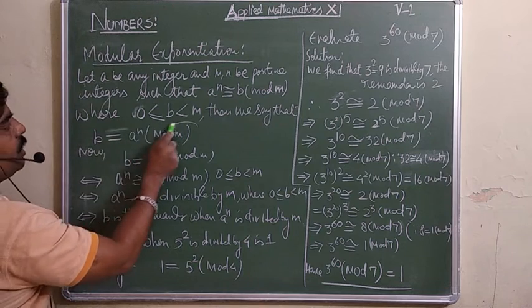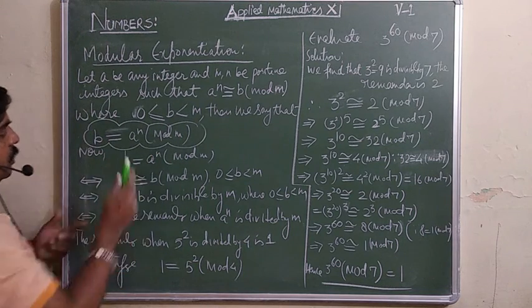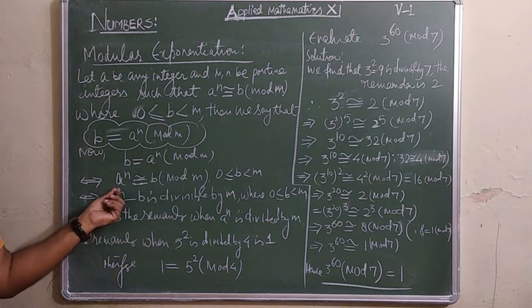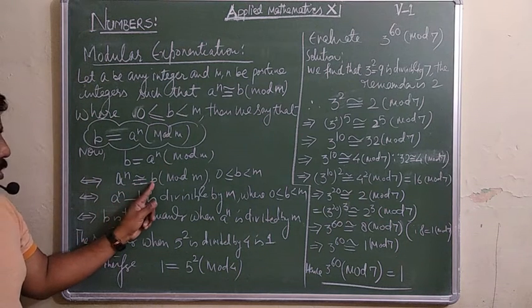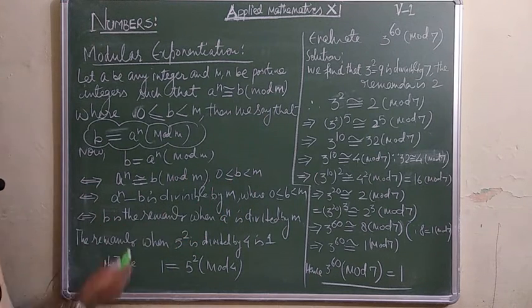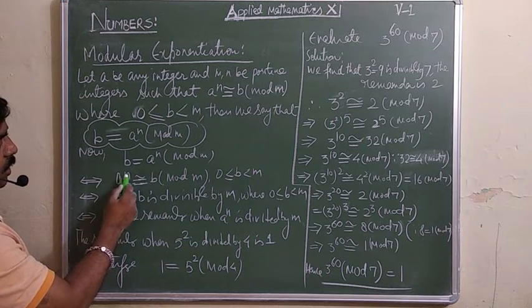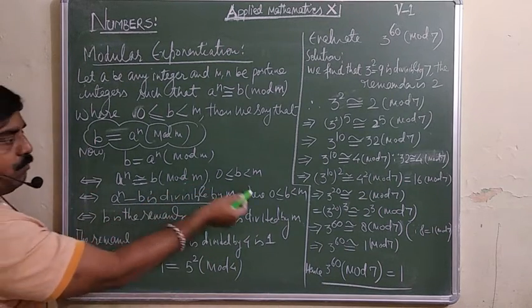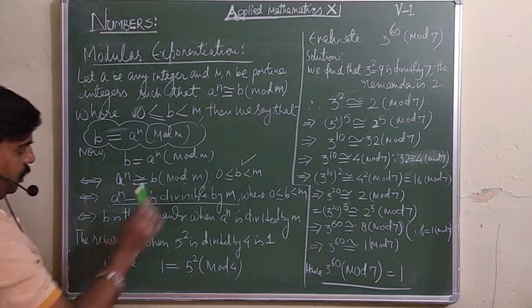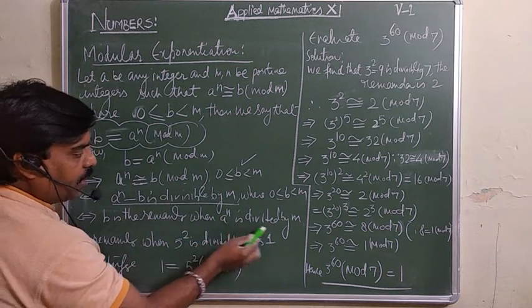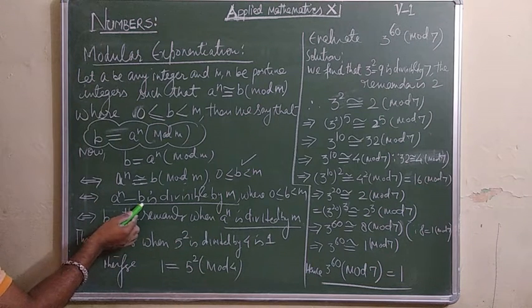This is a very important point, keep it in mind. So b is equal to a raised to power n modulo m. Then a raised to power n is congruent to b modulo m, where b is less than m but greater than or equal to 0. It means a raised to power n minus b is divisible by m. So b is the remainder when a raised to power n is divided by m.